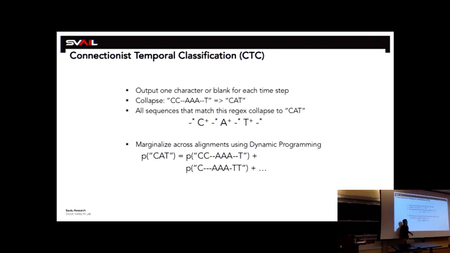Okay? And there's a combinatorial number of strings that match this regex. And basically, CTC calculates P of this label by summing over all possible alignments. It looks really expensive, but it's really cheap to do using dynamic programming. Is this somewhat clear now?